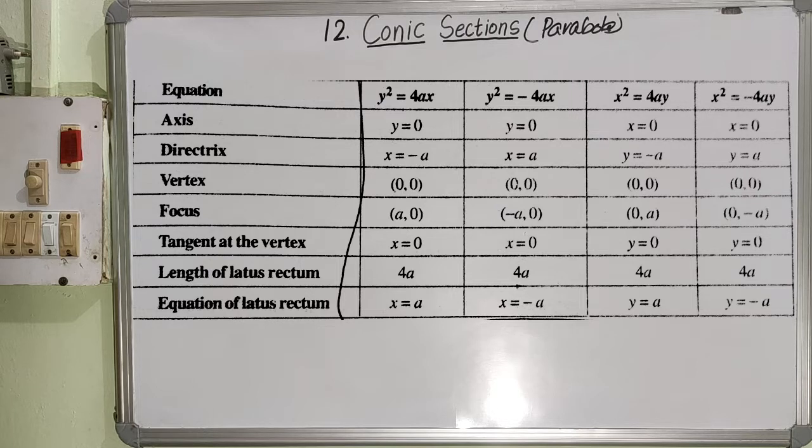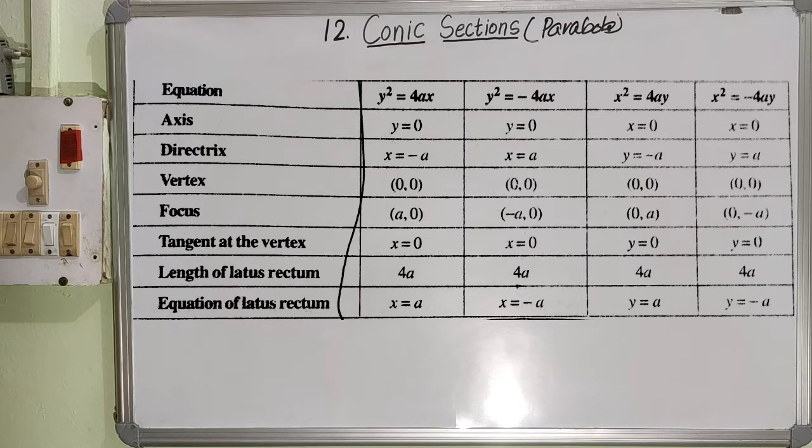The first column belongs to the right-hand parabola, the second to the left-hand parabola, the third column to the upward parabola, and the fourth column to the downward parabola. Now, for example, the directrix x is equal to minus a, or x is equal to a, y is equal to minus a, and so on. Any of these results that you see in the table is a fact which exists only if the vertex is at the origin.